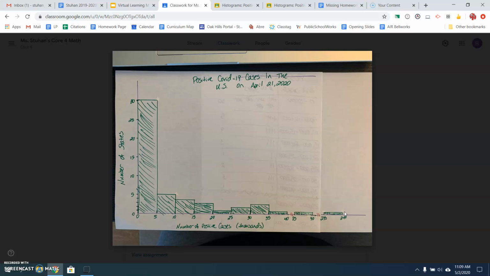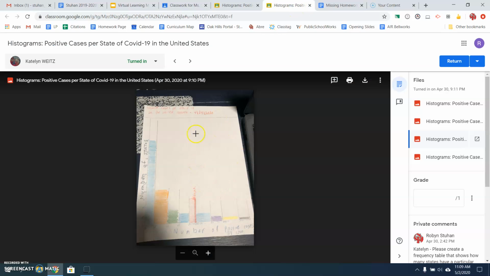So hopefully that explains what it is that you need to fix on your chart, your frequency table, and your histogram.